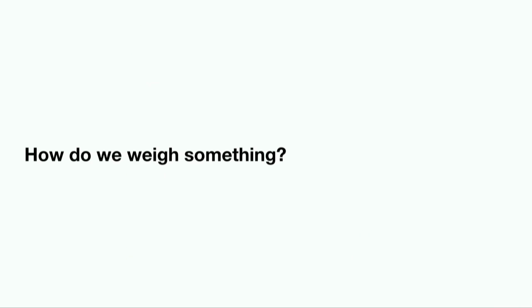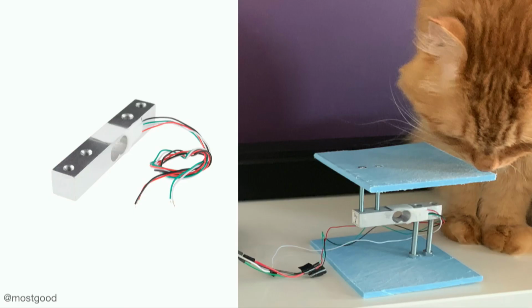Okay, so we know how to calculate the value of the coin, but how do we actually weigh the coin? For this, we're going to use something called a load cell. The picture on the left is the actual component for a load cell. It's this metal bar with these wires coming out of it. The picture on the right is our CEO doing a bit of beta testing with the load cell.